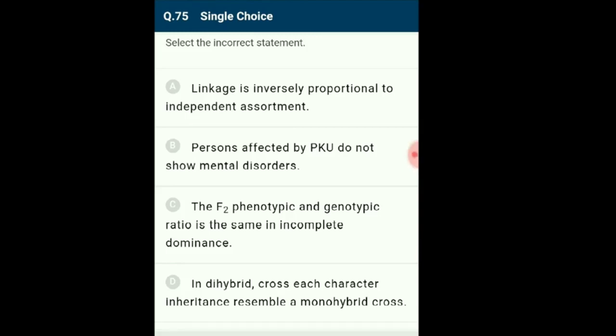So the answer for this question is option B. From the given four statements, option B is the incorrect one. Persons affected by phenylketonuria do not show mental disorder.